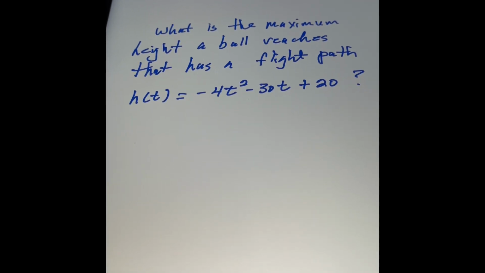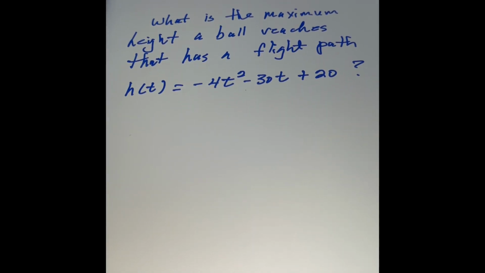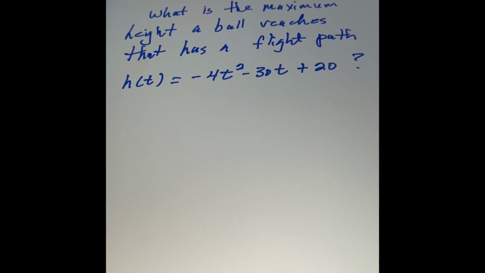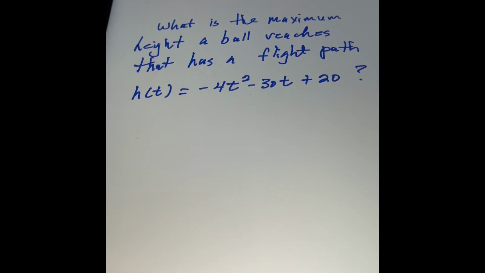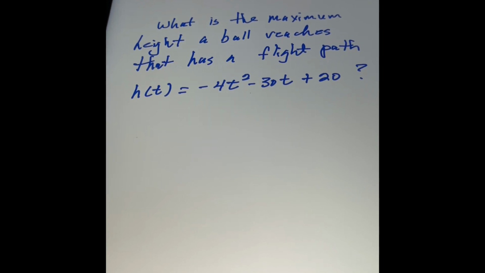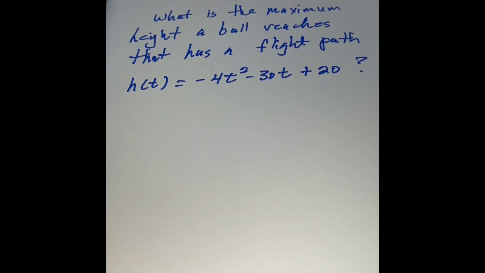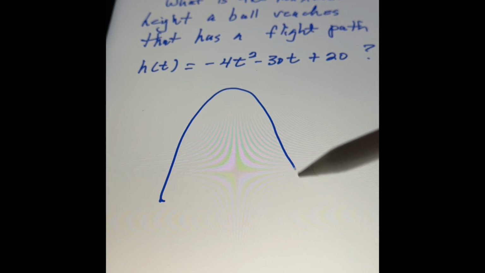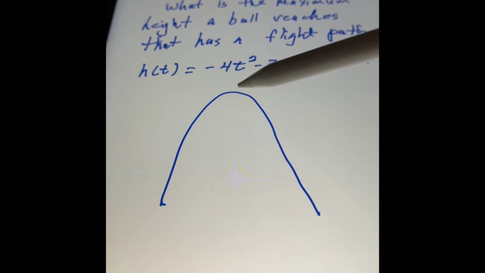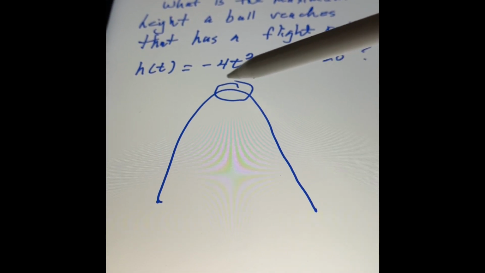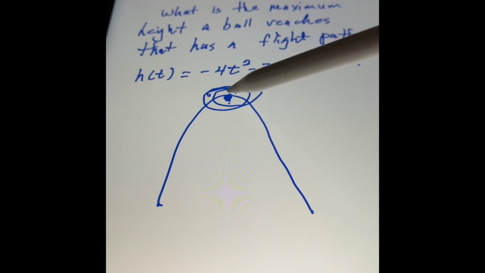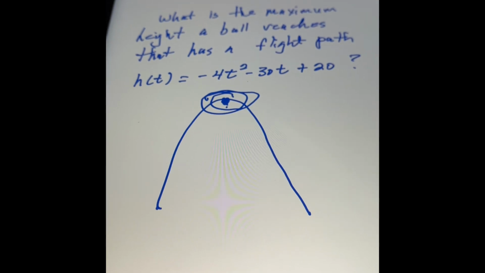What is the maximum height a ball reaches that has a flight path of h(t) = -4t² - 30t + 20? Now this equation has a negative a term. So this coefficient on t squared is negative 4, which means this has a flight path that looks something like this. So it is going to have a maximum reach up here, and it's going to be at this vertex spot up here. That's going to be the maximum height that it reaches.